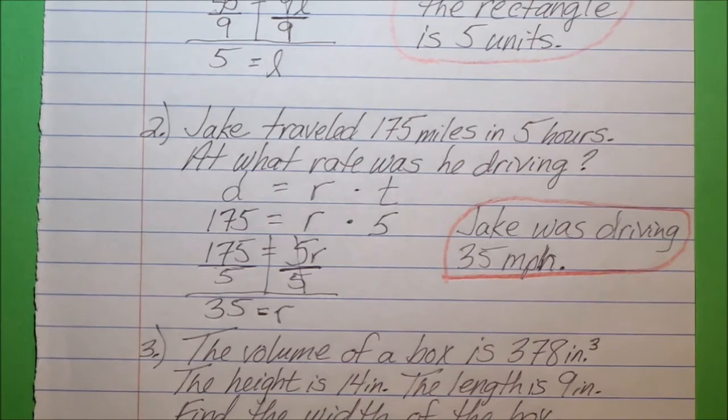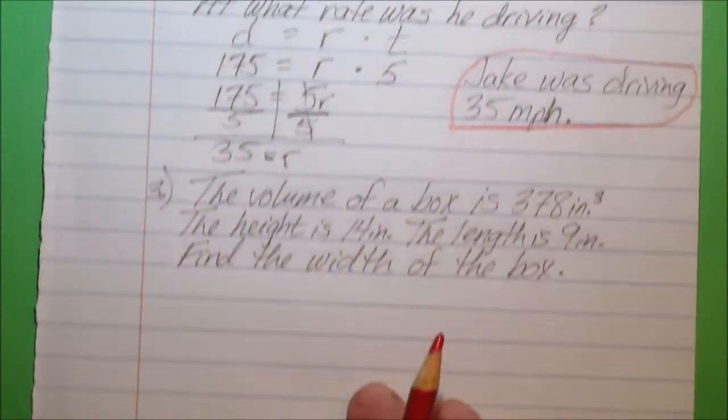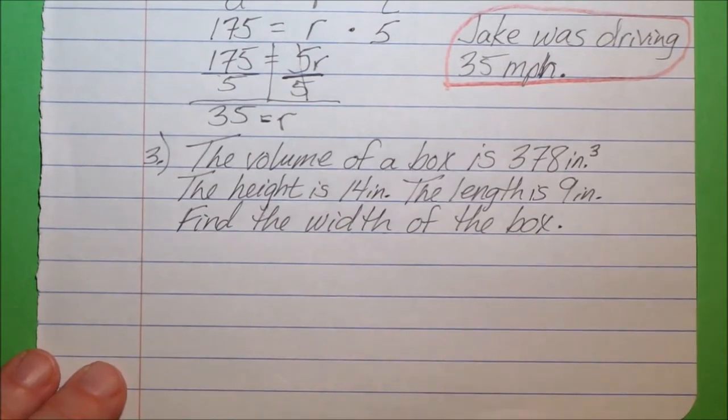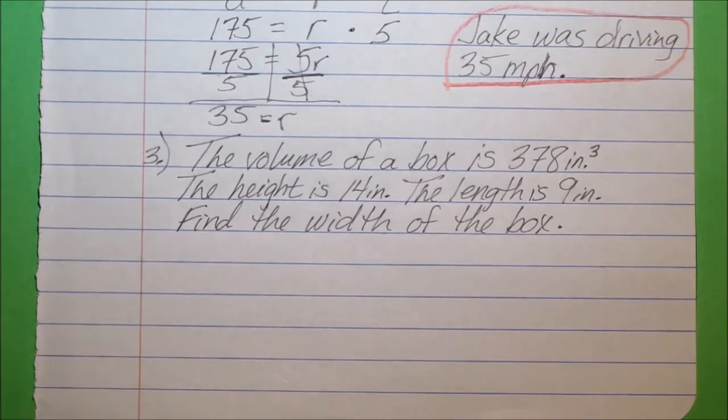Okay, so that's problem number 3. Or 2, sorry. Let's go on to problem number 3. All right, so it says, the volume of a box is 378 inches cubed. The height is 14 inches. The length is 9 inches. Find the width of the box.